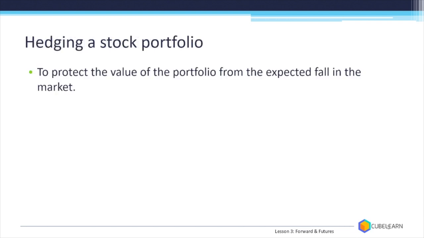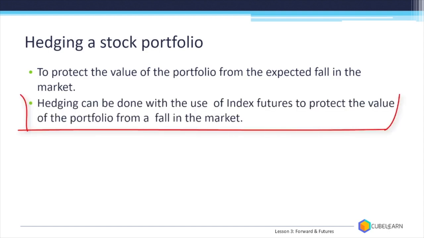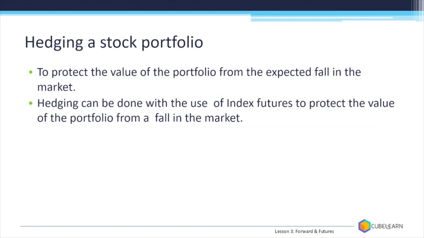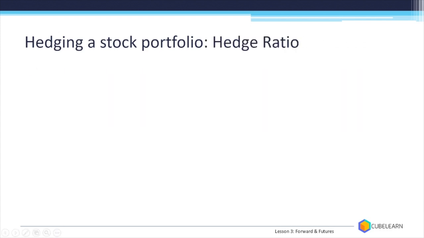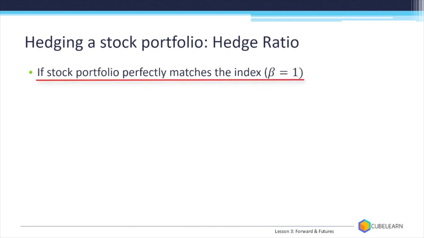Hedging helps reduce uncertainty that is outside your control. Hedging can be done with the use of index futures to protect the value of the portfolio from a fall in the market. Optimal hedge reduces market beta to 0 through a perfect hedge ratio, which we will discuss in subsequent slides.